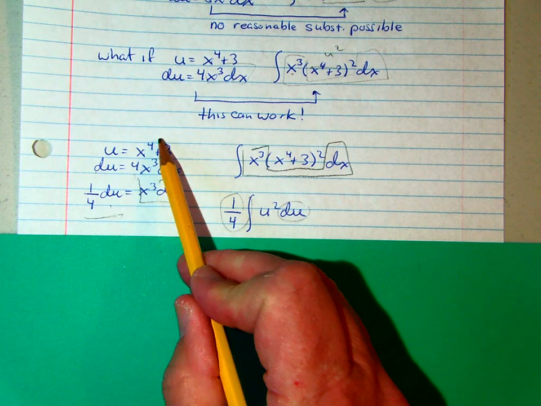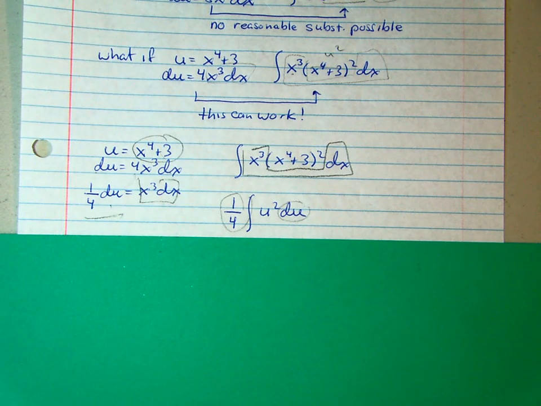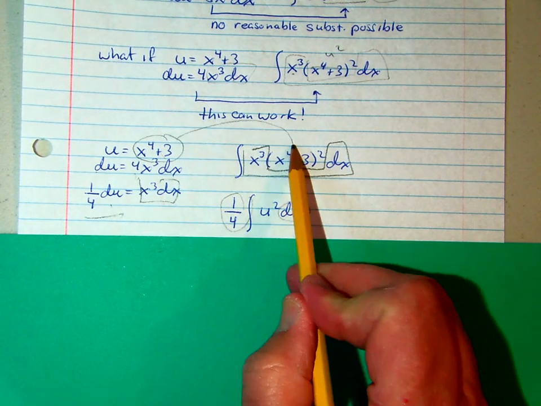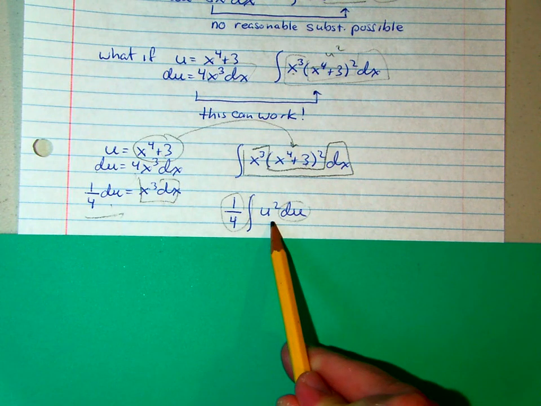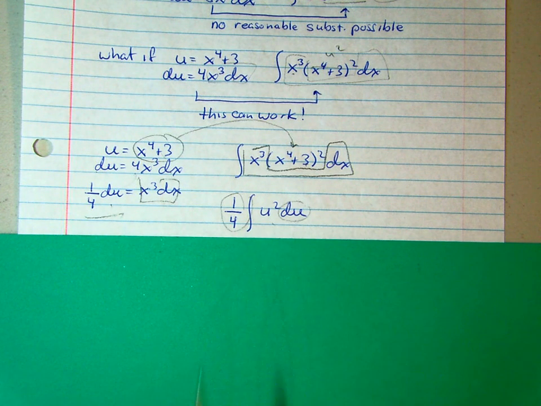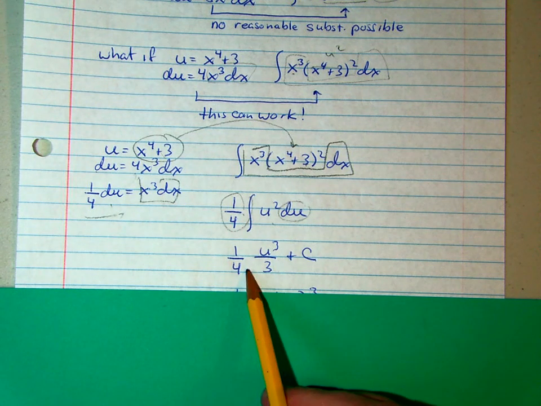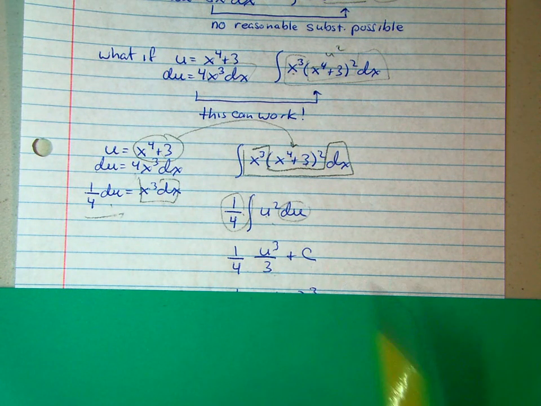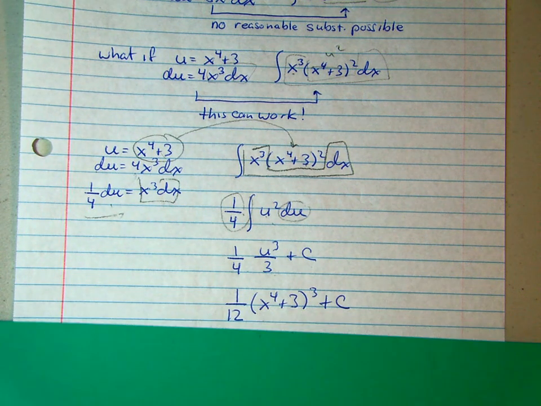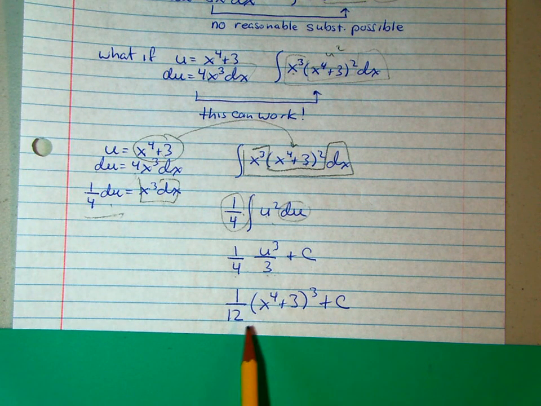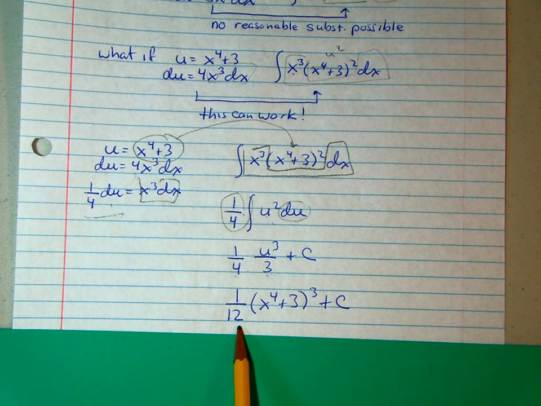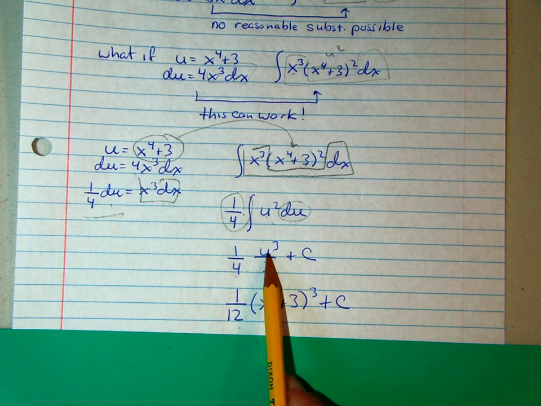Now that x to the fourth plus 3 is being raised to the second power, and now we have a nice clean expression in terms of u that we can integrate. Constant comes down, basic power rule, constant of integration. Clean this up, the 4 times the 3 on the bottom, make that a 1/12 out in front, and then back substitute the u with x to the fourth plus 3, and that whole quantity is being raised to the third power.